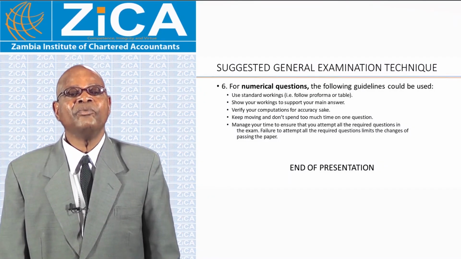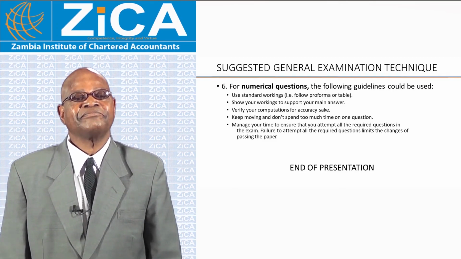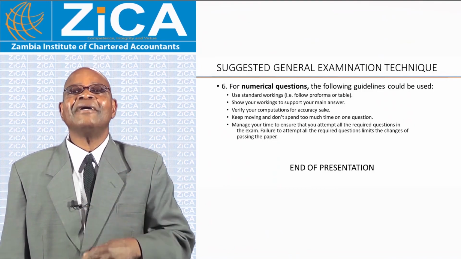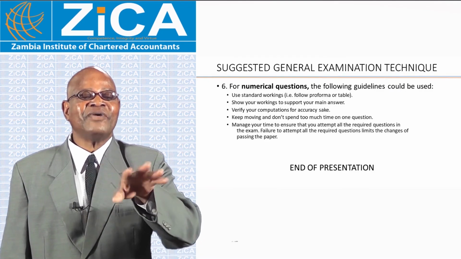When it comes to numerical questions, the following guidelines should be observed. Where possible, use the standard workings. You could use a table, like I've suggested here, to present your capital allowances computations in the interest of time and clarity as well. And also show your workings to support your main answer if there are any. Verify your computations for accuracy. But verification here can only be done if you have ample time at the end of the day. But do the best in the first instance.